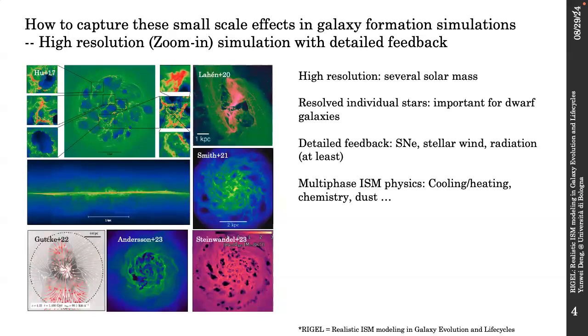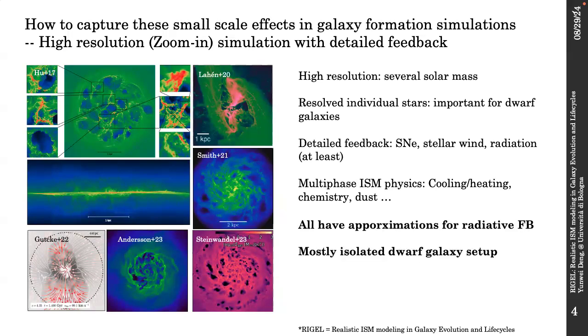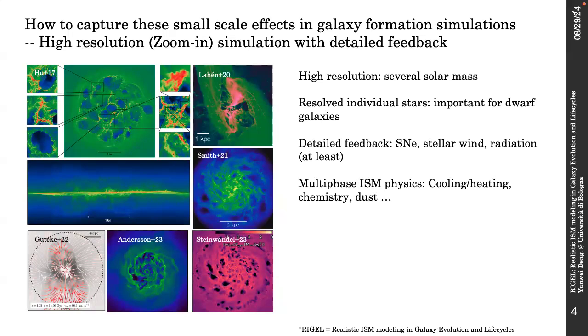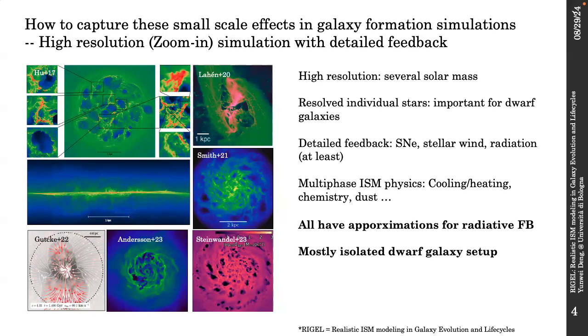So this simulation also incorporated highly detailed ISM physics, including gas cooling, heating, dust physics, and the complex chemistry, etc. However, it is important to note that in all these simulations I presented here, the radiative feedback from stars is still modeled using some approximation methods, like the Strömgren-type approximation, rather than by explicitly solving the radiative transfer equations on the fly in your simulations, right?